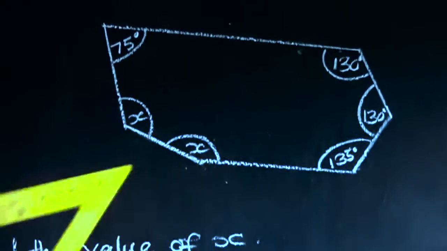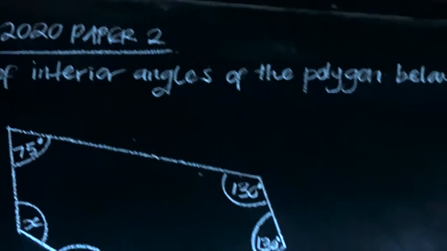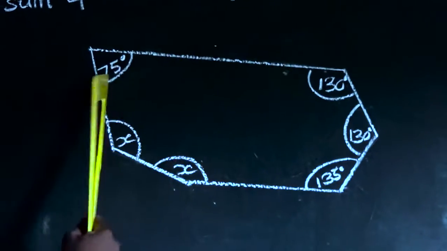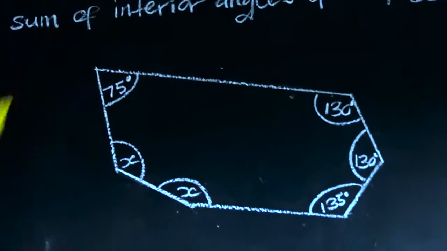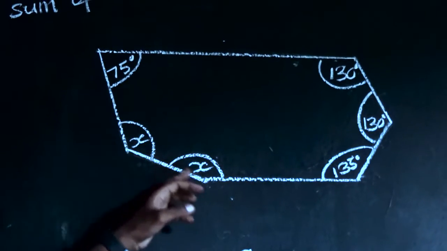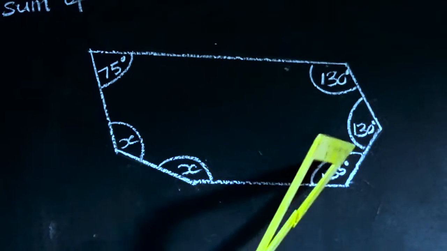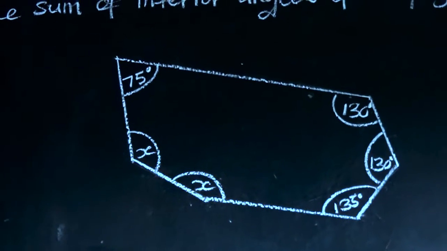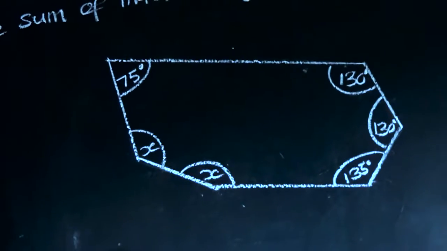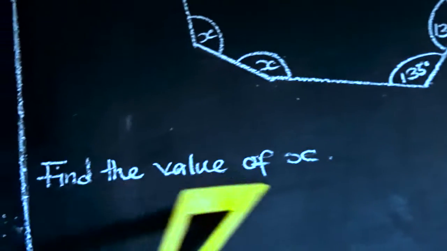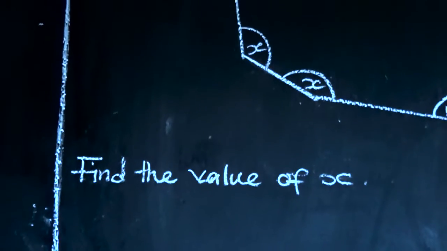Now they are saying the sum of interior angles is 720, meaning after adding up all these interior angles, this one, this one, this one, this one, this one, and this one, they're supposed to give us what? 720. Okay, x plus 135 plus 130 plus 130 plus 75 is equal to 720. That's the meaning. Are we together? Now we have been told to find the value of x. Find the value of what? X. Okay? So this one is a simple question, people.